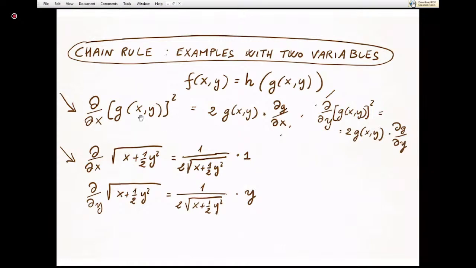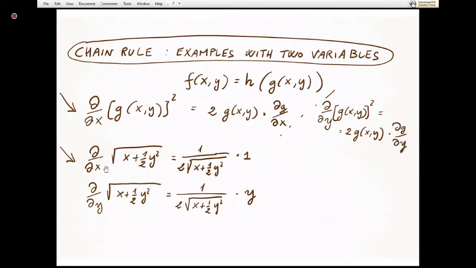I apply the chain rule, the derivative of g with respect to x. Don't worry about the partial derivatives, they are derivatives, in principle, of one variable functions, because the other variable is fixed at a given level, okay? So I regard this as a function of x. It is 2 times g to the power of 1 times the derivative of the inner function with respect to x. What about the derivative with respect to y of this g of xy squared? It is 2 g of xy times the derivative of g with respect to y.